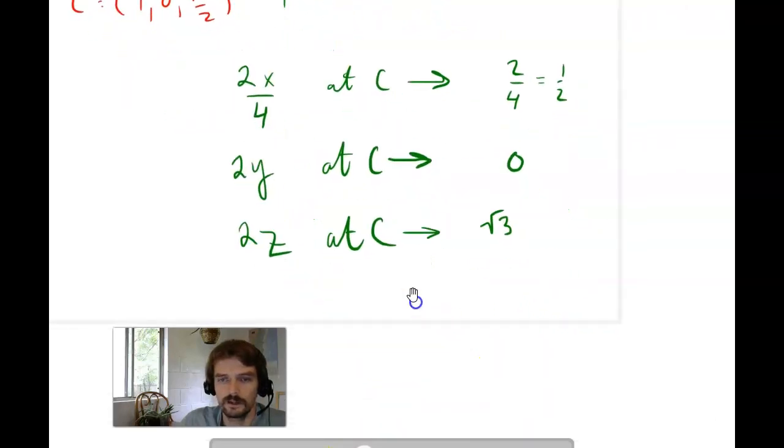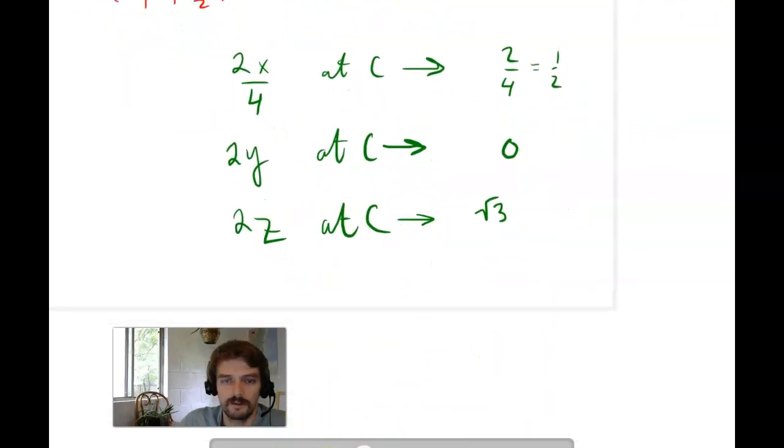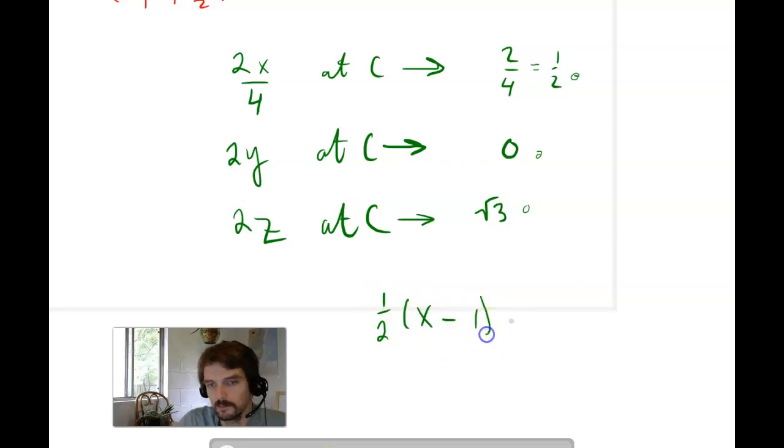Why is that helpful? These give me my orthogonal vector. So my tangent plane is 1/2 times x minus the x coordinate, plus 0, so we forget about that, plus square root of 3 times z minus its z coordinate. And all that needs to be equal to 0.